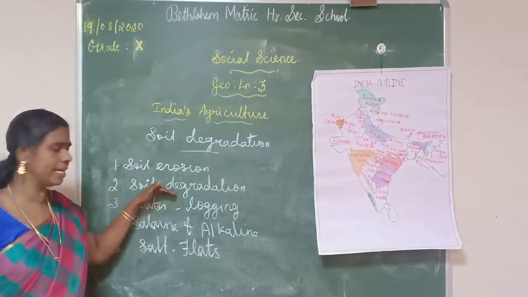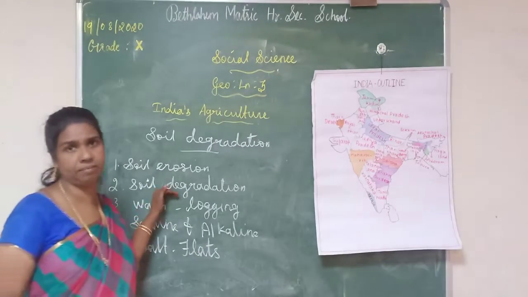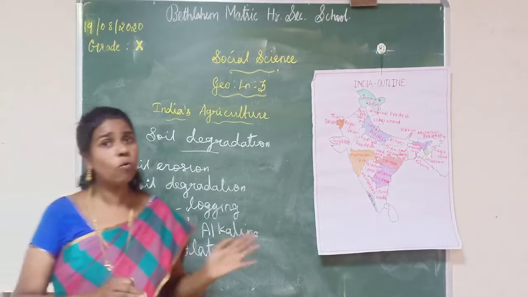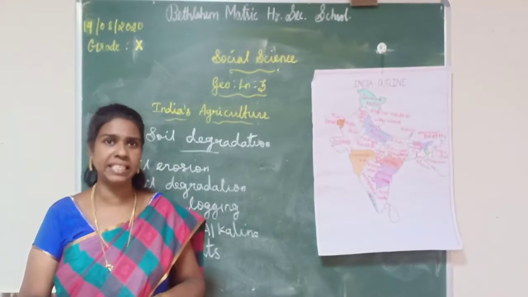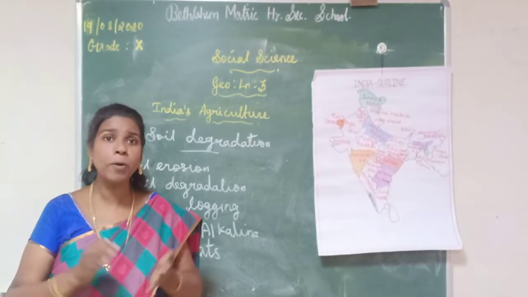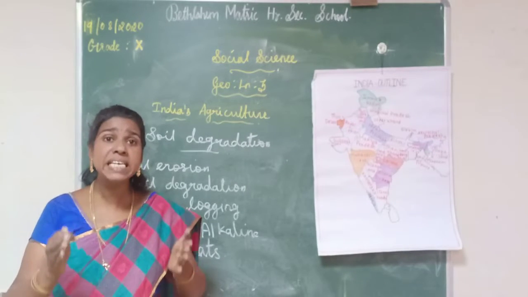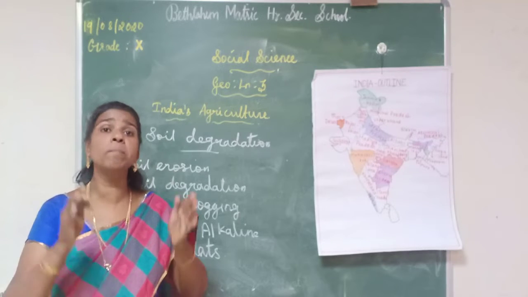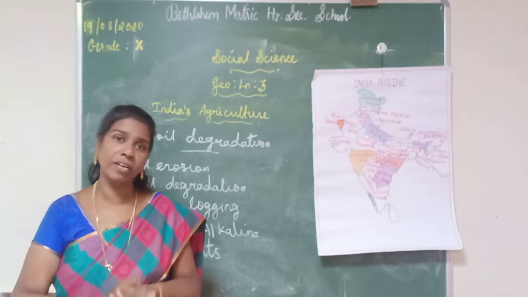Then the second one is soil degradation. Just now I explained about soil degradation. It is due to lack of organic matter, chemical properties, minerals, water content, etc. in the soil. That is one of the main problems in Indian soil.